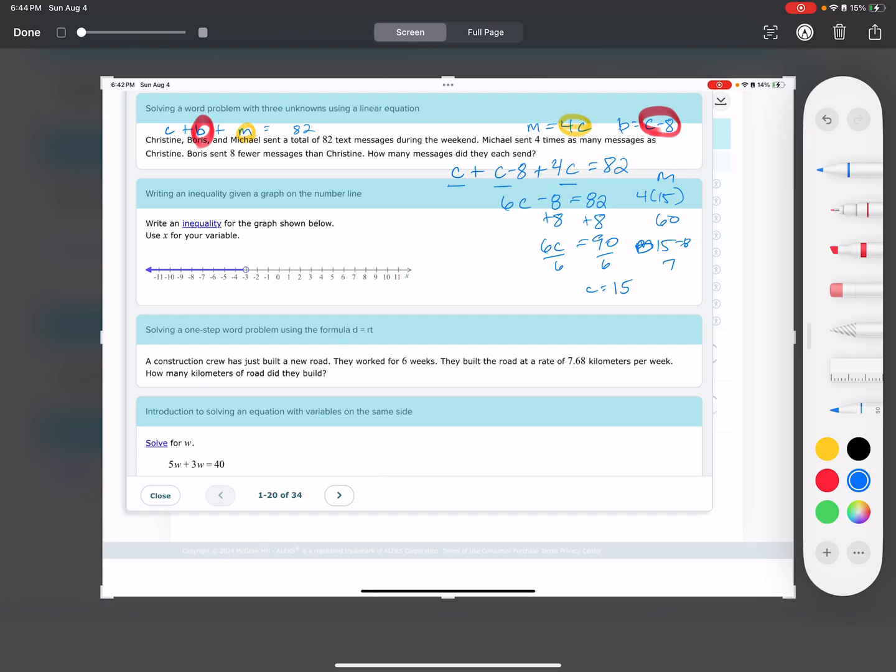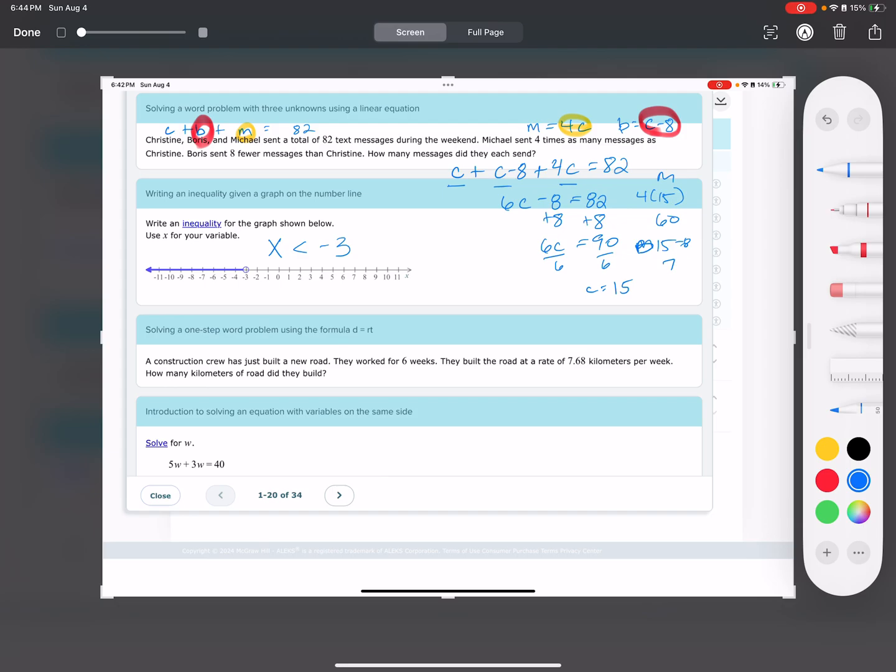Write an inequality for this number line. Okay, so this means all the numbers less than negative 3. So x is less than negative 3. That's what that means. Less than, not less than or equal to, because the open circle means it gets really close to but doesn't touch.